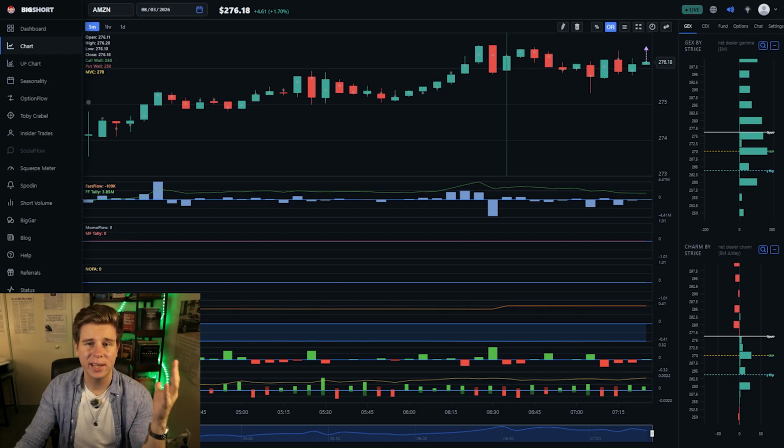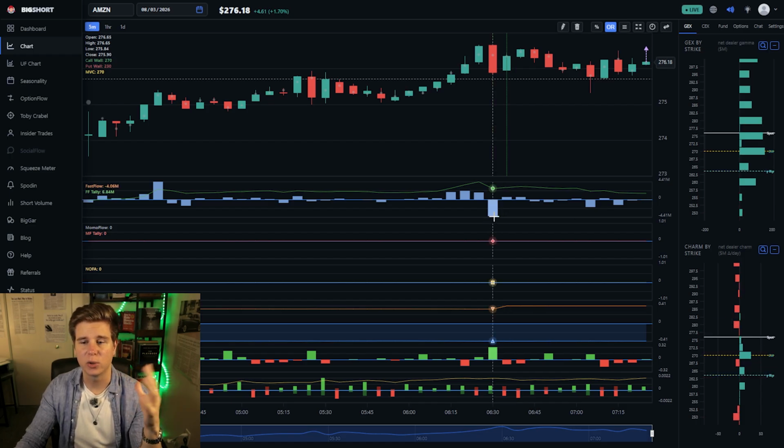Take a look at all the indicators. Obviously right now is pre-market, so you can't see that much. Take a look at the indicators. Take a look at how the indicators interact with price. Take a look at GEX, Charm, MVC. You don't have to look at all of those.